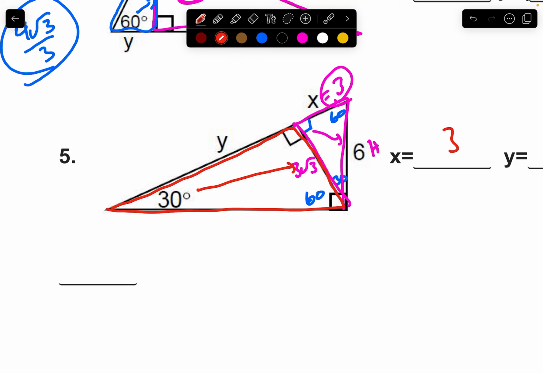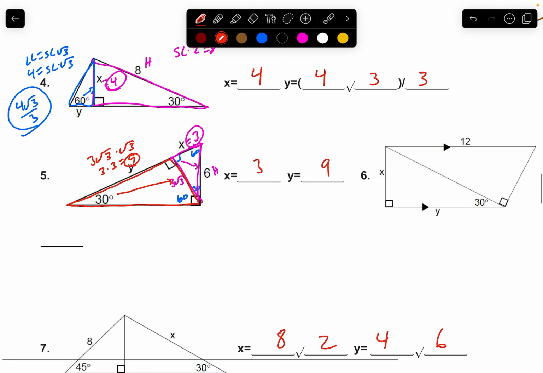That means it's the short leg of the red triangle. So this would be 3 root 3 times root 3 to get my y value. And that's going to be 3 times 3, or 9. So my y value is going to be 9 there.